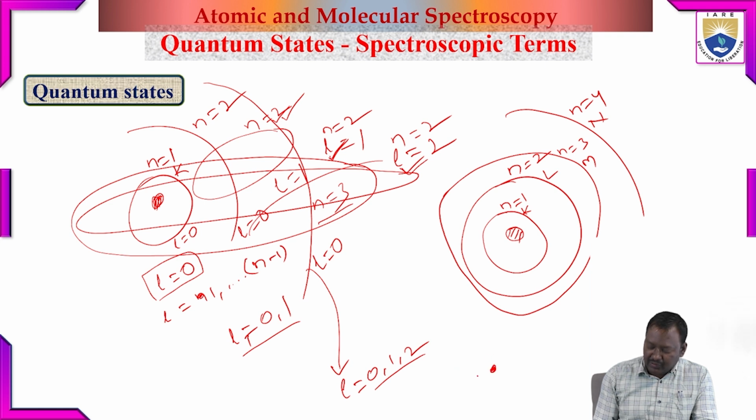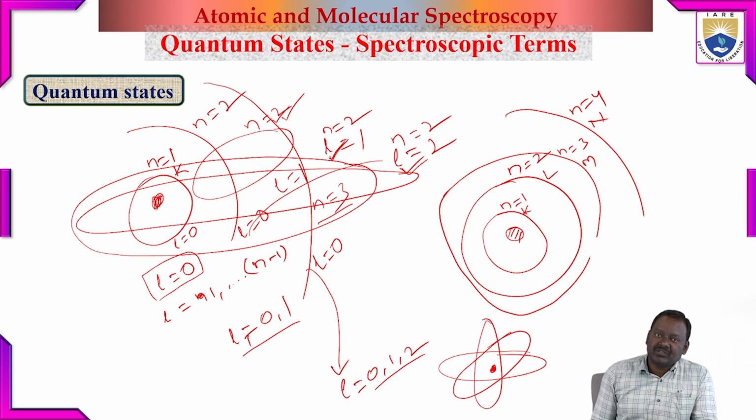nucleus, even an elliptical orbit can orient in different directions, maybe like this, or maybe oriented in this direction. So the same shape of elliptical orbit can be in different orientations. So we will see all these things in the next slide also.